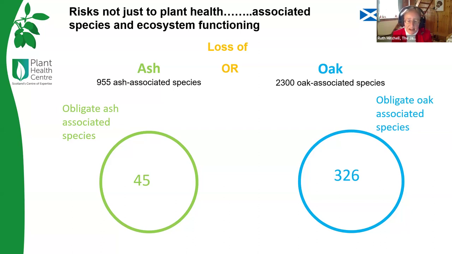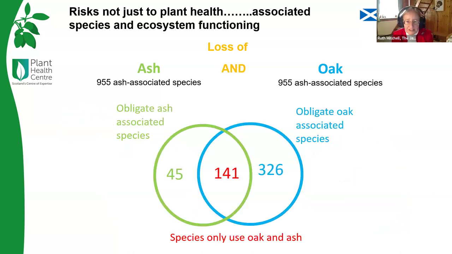But it's more than just that we need to think about, because that's thinking about one species declining in isolation. It's not thinking about the cumulative impact. If we, for example, had the unfortunate situation of losing oak and ash, we'd actually have over 500 species at risk, because there's 141 species that only use ash and oak. So when thinking about these risks, we really need to think beyond just the risks to the individual host plant, but think about that whole wider biodiversity and the ecosystem functioning effects.